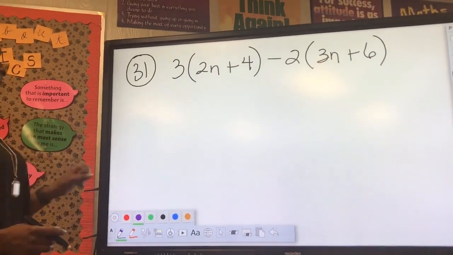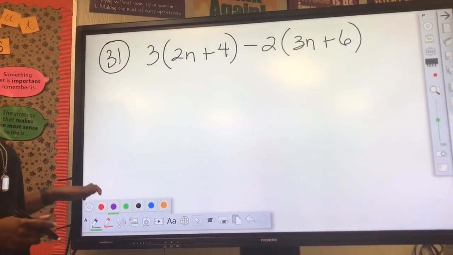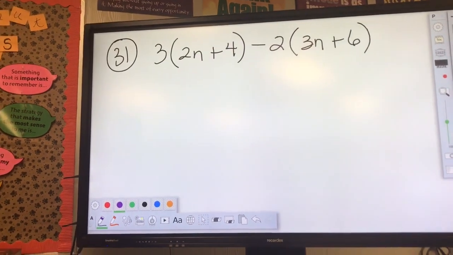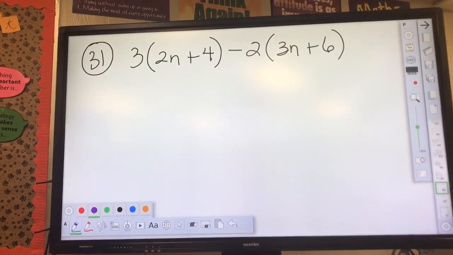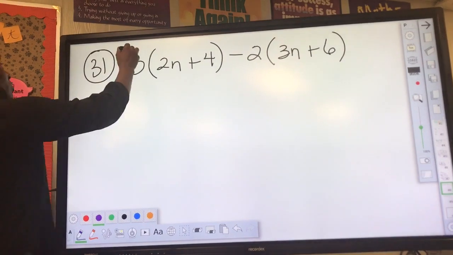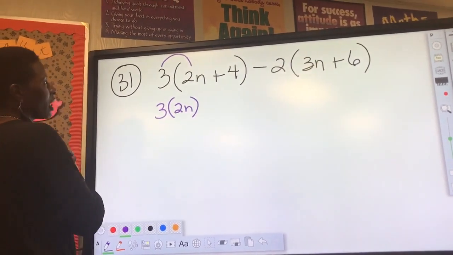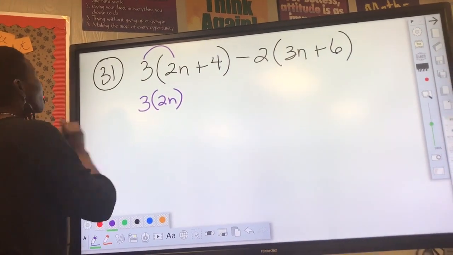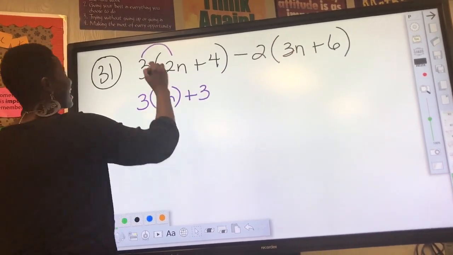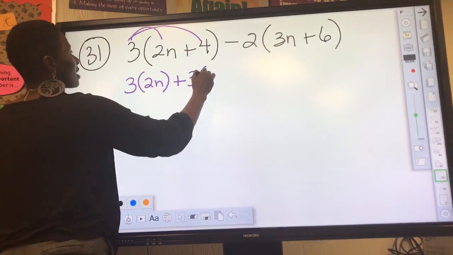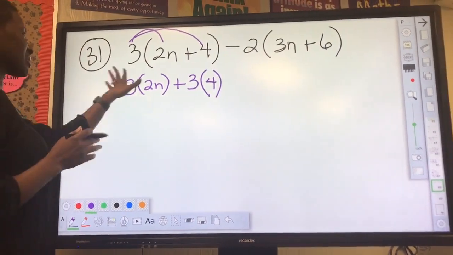This is a nice one. So what do you do? You gotta break up those two parentheses. So how we gonna break them up? We're gonna do 3 times 2n. Okay, so I'll write it out first. 3 times 2n. Then what? And then you're gonna do positive 3 times positive 4. I'm gonna stop there.